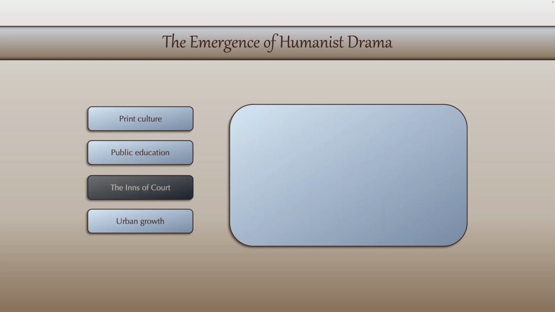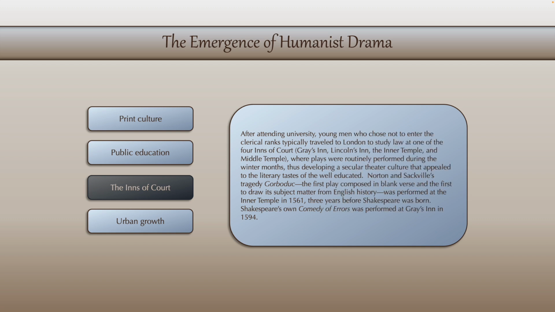The Inns of Court. So after attending university, young men who chose not to enter the clerical ranks typically traveled to London to study law at one of the 4 Inns of Court, and they were Gray's Inn, Lincoln's Inn, the Inner Temple, and Middle Temple. And because they came from the universities, had a university education, plays were routinely performed during the winter months at the Inns of Court as a form of entertainment, and this helped to develop a secular theater culture in London that appealed to the literary tastes of the well-educated.